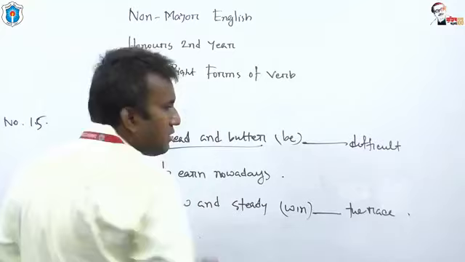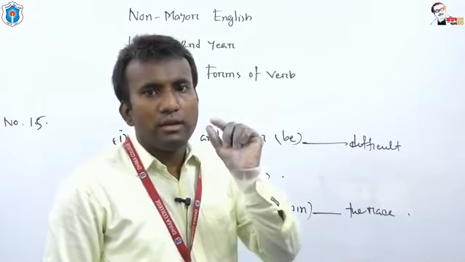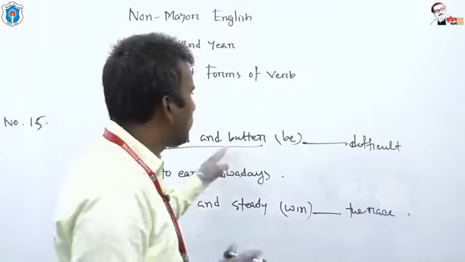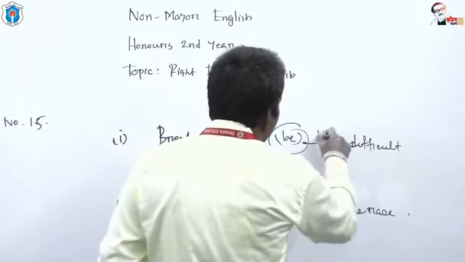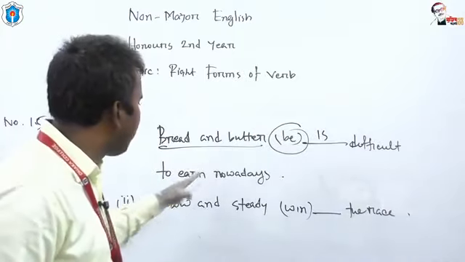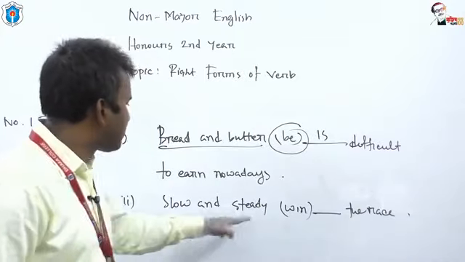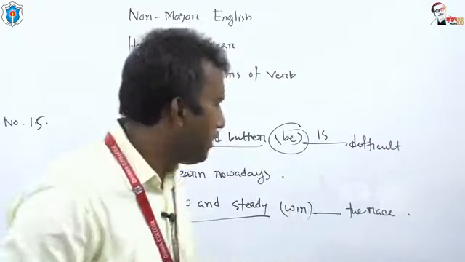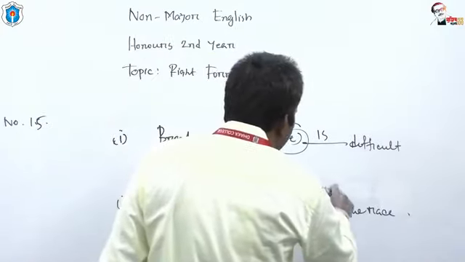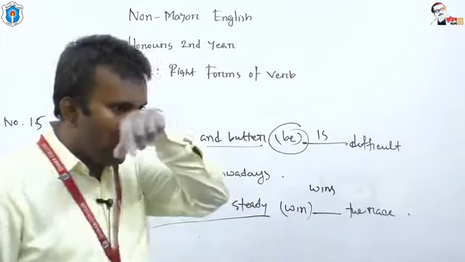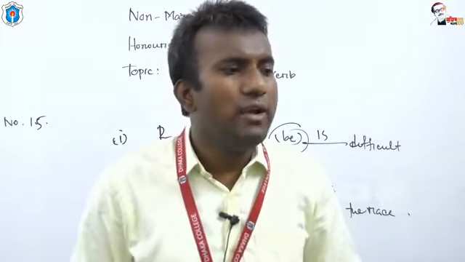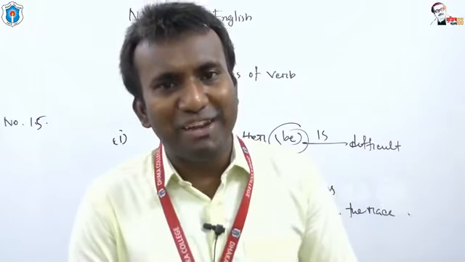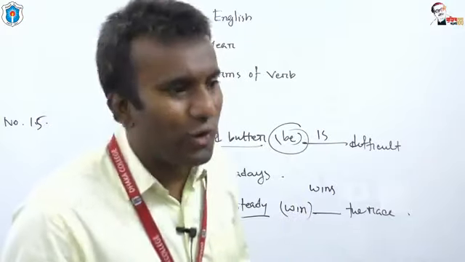Bread and butter works as a singular subject. That's why we have to use is. Bread and butter is difficult to earn nowadays. Slow and steady. This slow and steady works as third person singular. That's why we have to use slow and steady wins the race. Slow and steady wins the race. Is rule number 15 clear to you, my dear students? I think so.